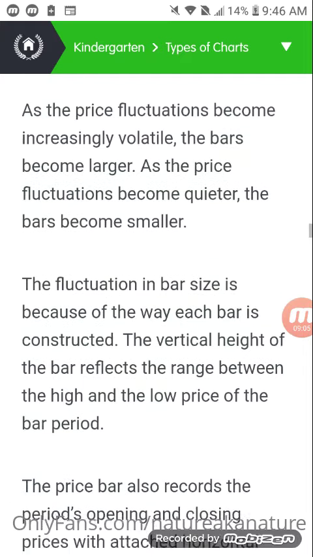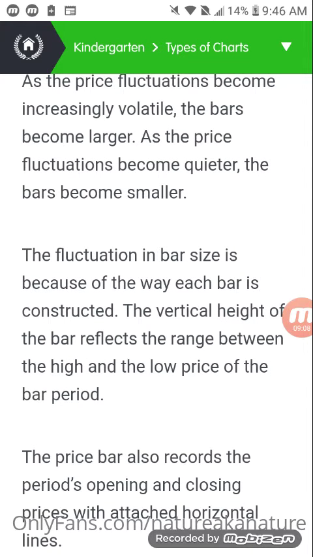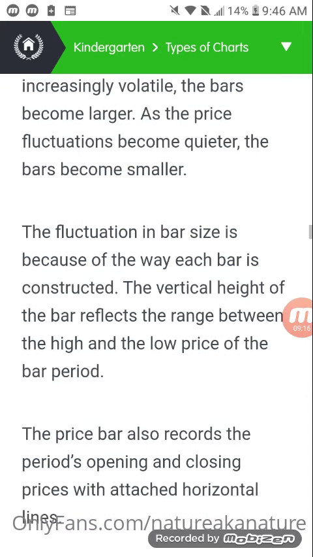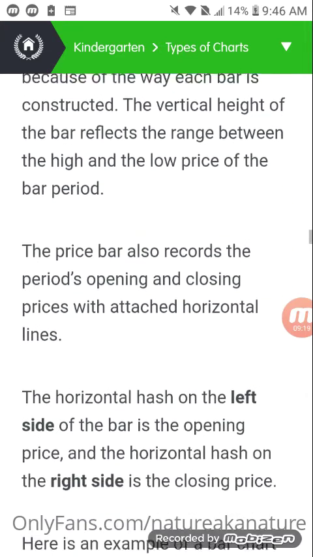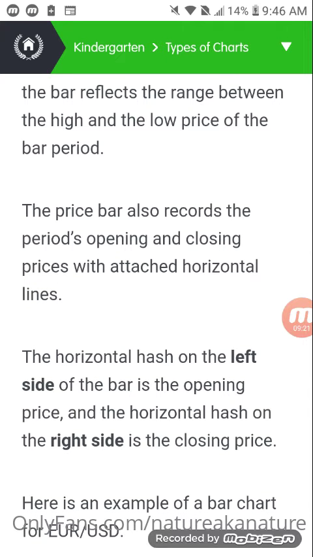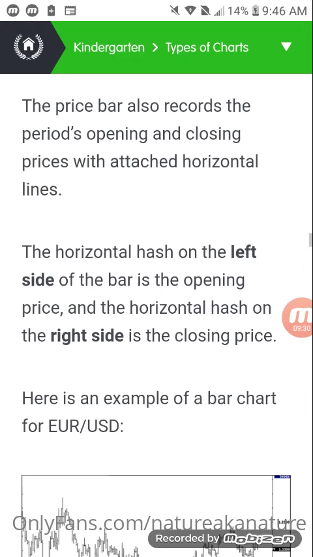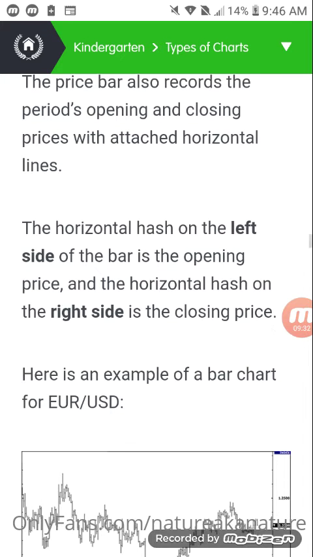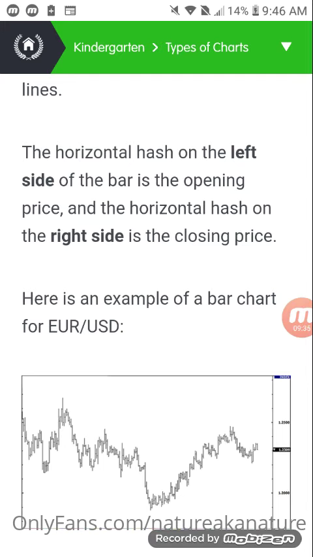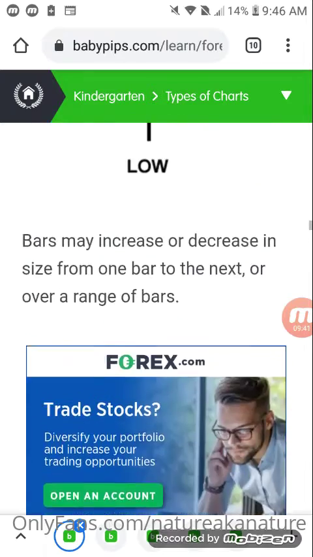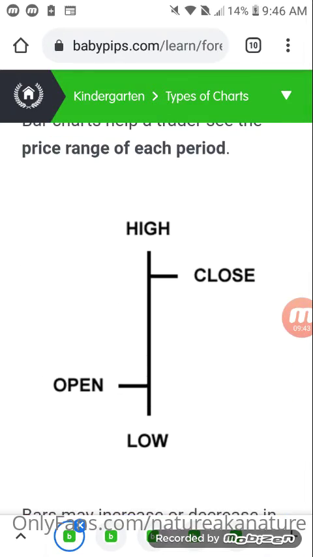So the fluctuation of the bar size is basically how you read it because of the way each bar is constructed. The vertical height of the bar reflects the range between the high and the low price of the bar period. The price bar charts also record the period opening and closing price with attached horizontal lines. The horizontal hash on the left side of the bar is the opening price, and the horizontal hash on the right side of the bar is the closing price. Okay, so the opening is on the left, and the right side is the closing price as far as the bar chart is concerned.